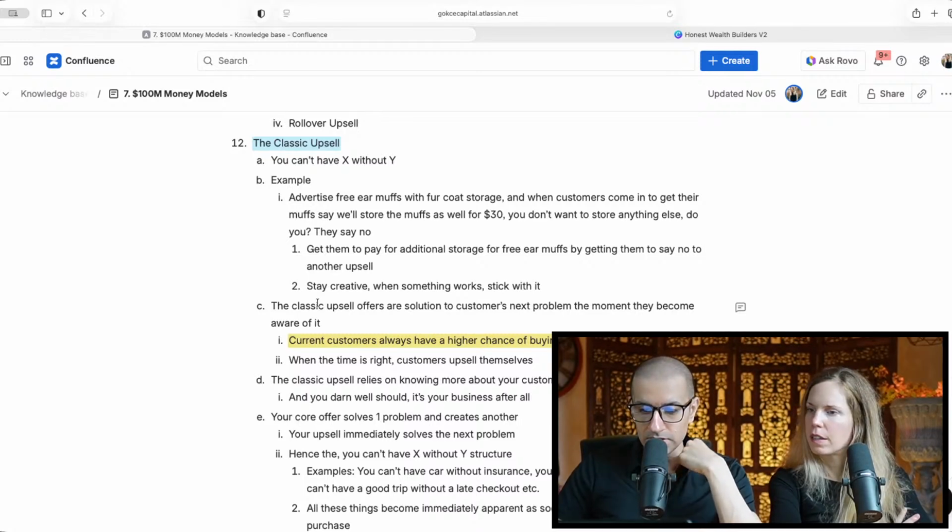Okay, so the next one is the buyer's new problem: I don't know if the septic will pass. The upsell that solves it: a perc test.